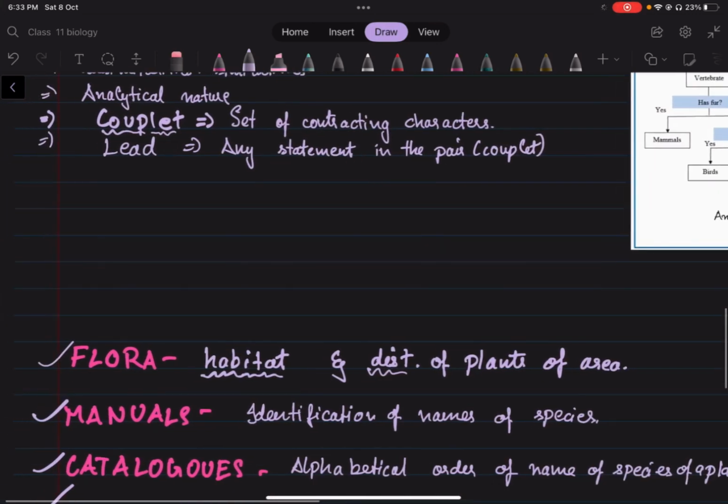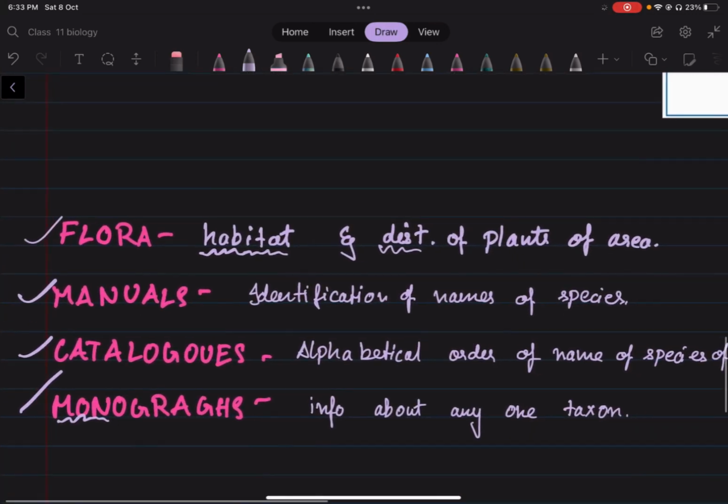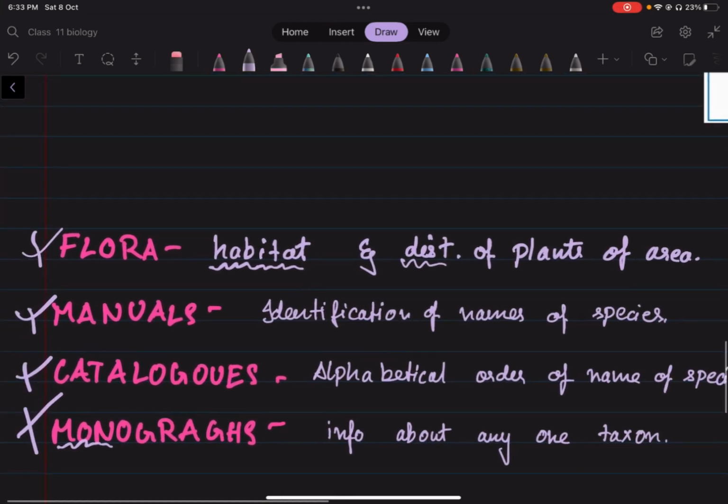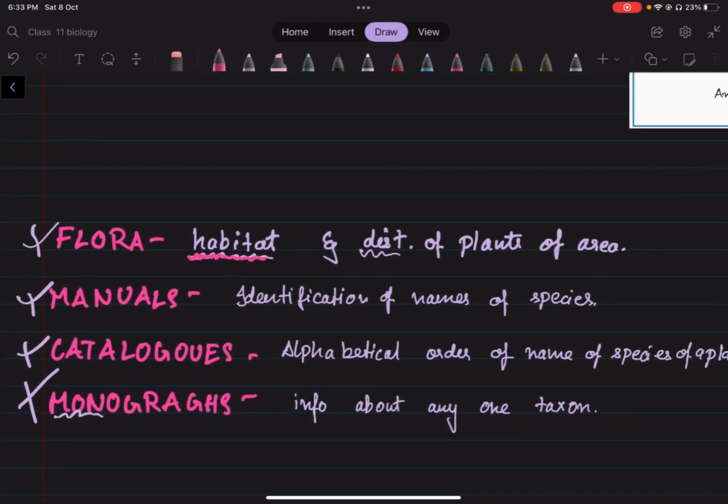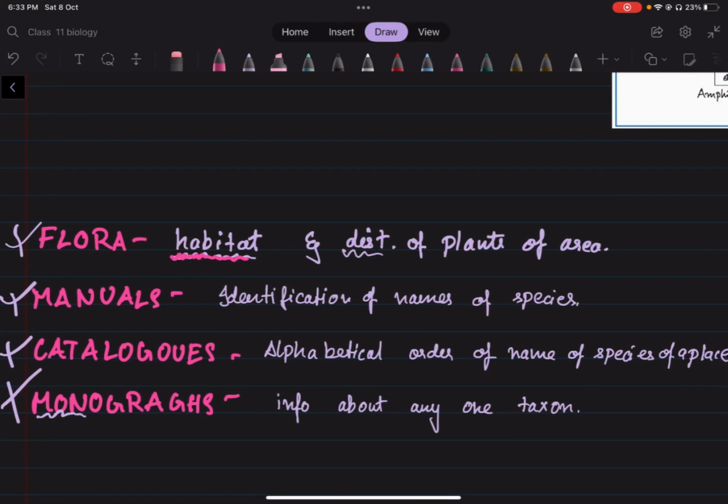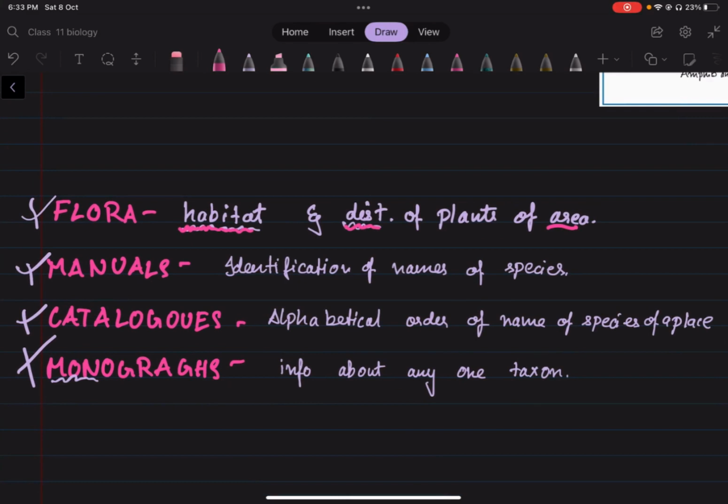Now let's go to the other taxonomical aids: flora, fauna, manuals, catalogs, and monographs. Right. So what is basically flora? Flora is a piece of writing or a book that contains information about the habitat and distribution of plants of only that area. Okay, only that specific area, and not all the plants that are available. Right. So when we say flora of India, it covers all the plants that are present in India, the kind of habitat they prefer, and the distribution of those plants, right?